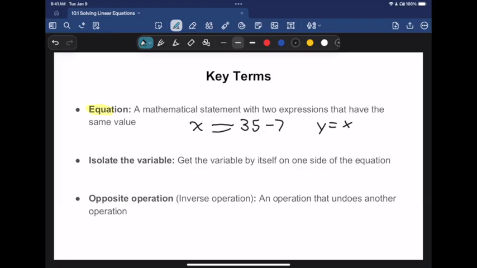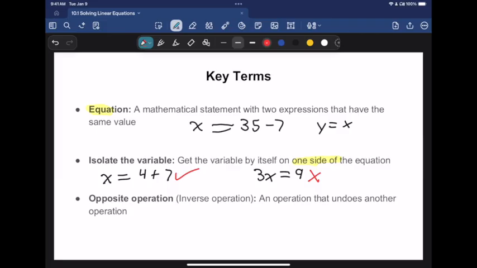Isolate the variable is getting the variable by itself on one side of an equation. For example, an isolated variable might look something like this: x equals 4 plus 7, because the x is now by itself. If we had something like 3x equals 9, this is not an isolated variable because the variable is with a 3. In this case, it is. So an isolated variable is when the variable is by itself on one side.